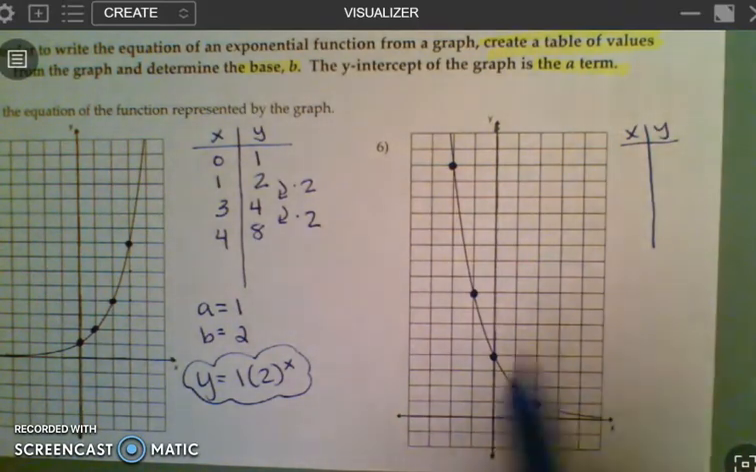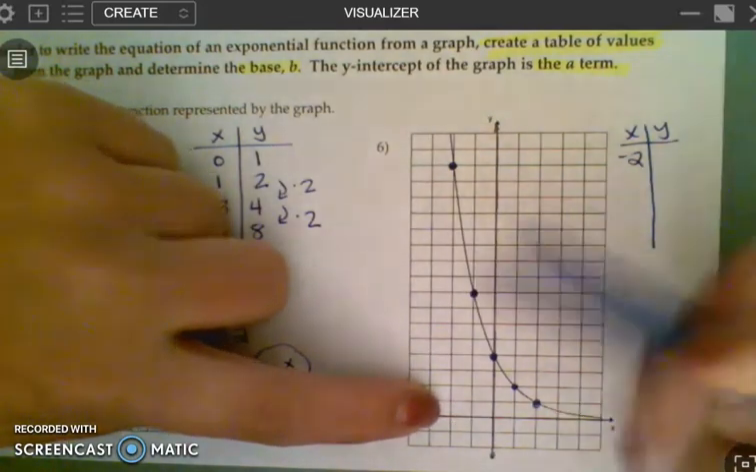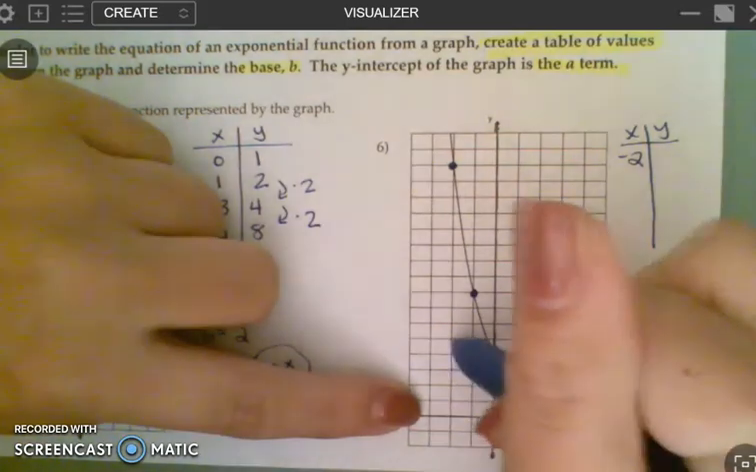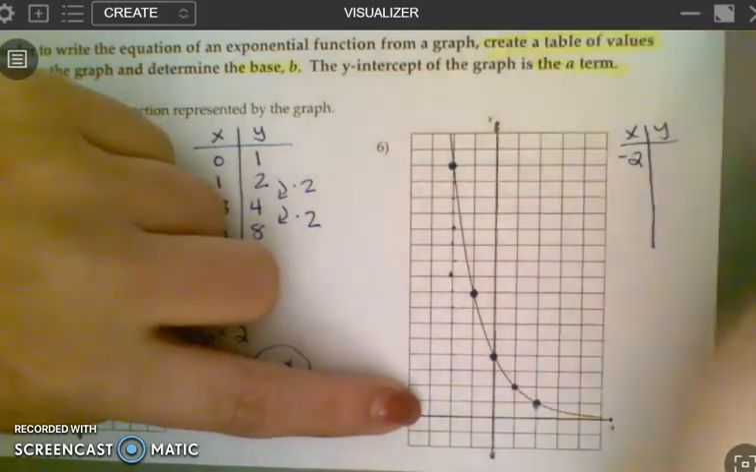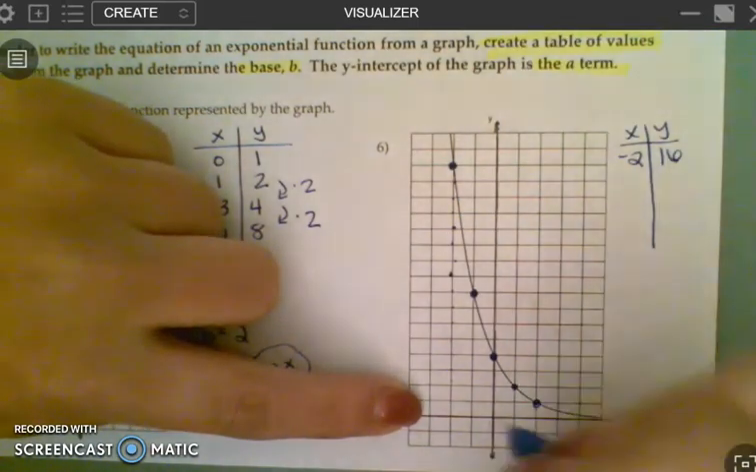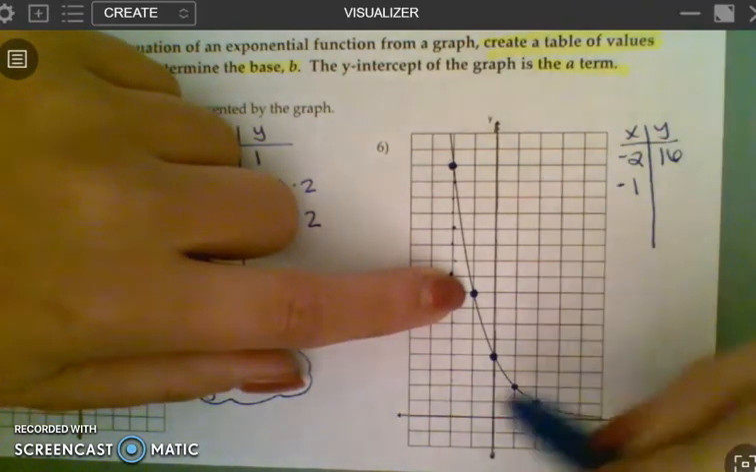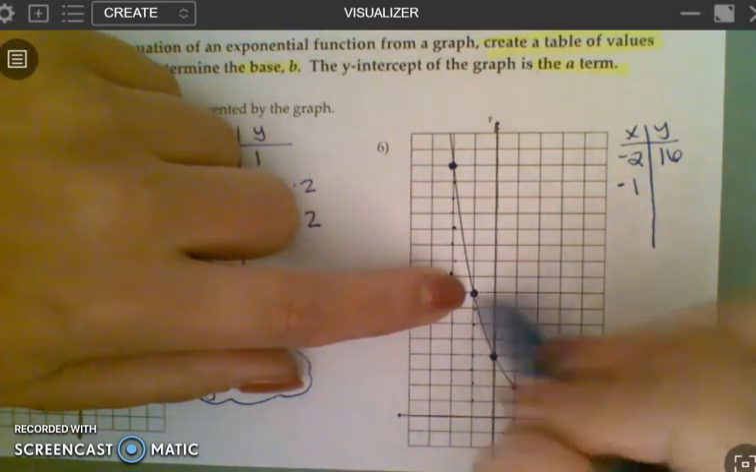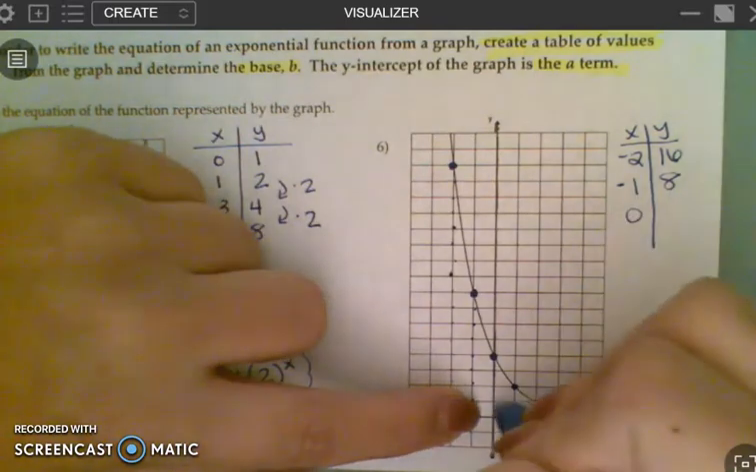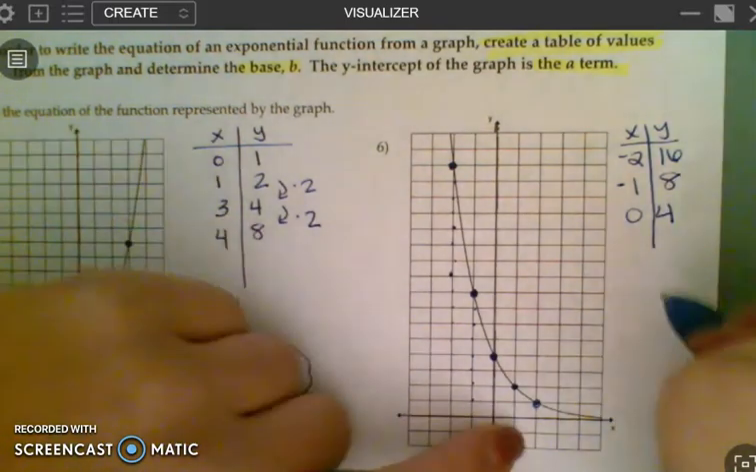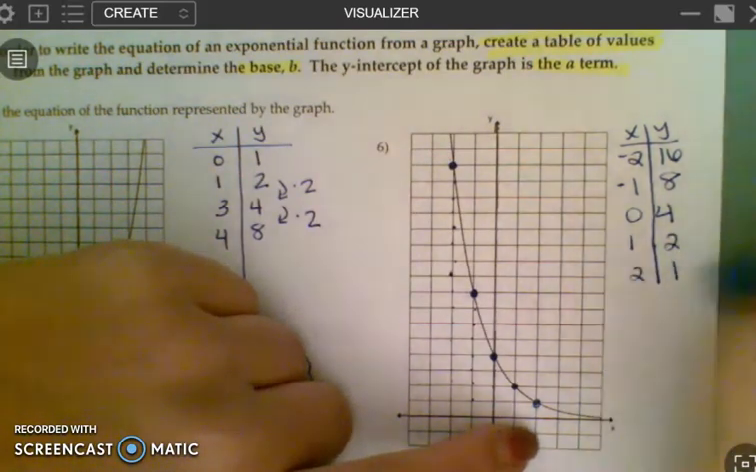So in this case, to get to this point, I had to go left 2, so negative 2, and up 1, 2, 3, 4, 5, 6, 7, 8, 9, 10, 11, 12, 13, 14, 15, 16. Then for the next point, I went to the left 1, and I went up 1, 2, 3, 4, 5, 6, 7, 8. Then I'm at 0, and I'm up 1, 2, 3, 4. At 1, I'm at 2, and at 2, I'm at 1.